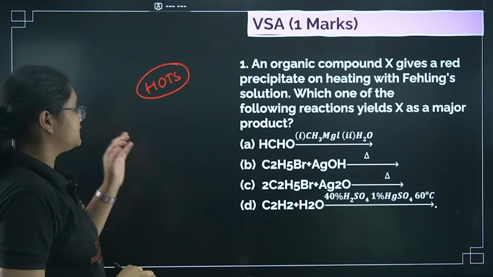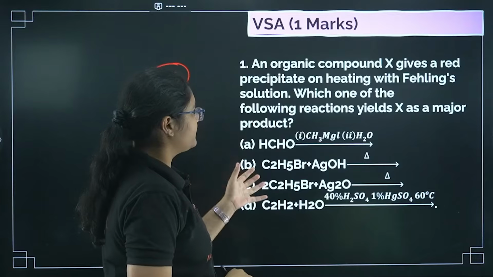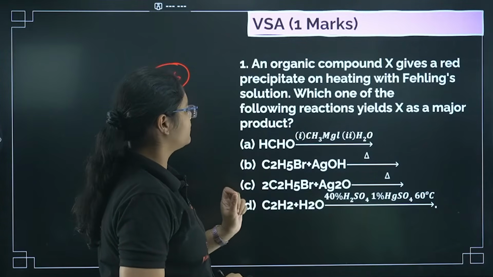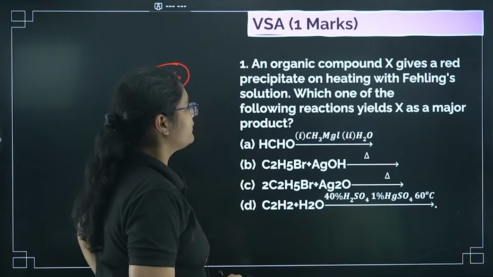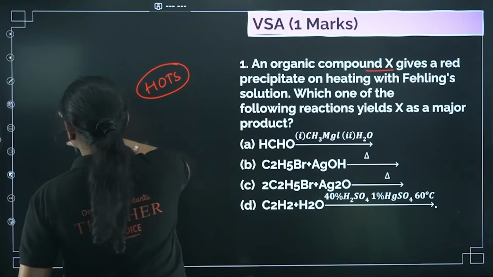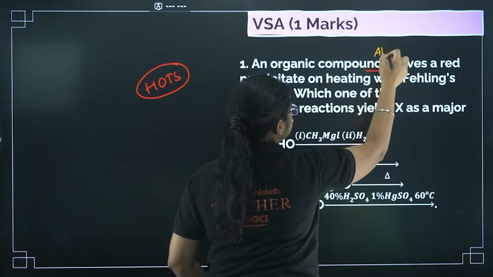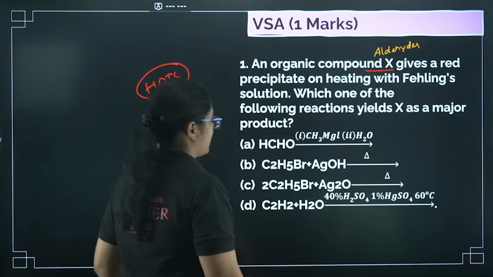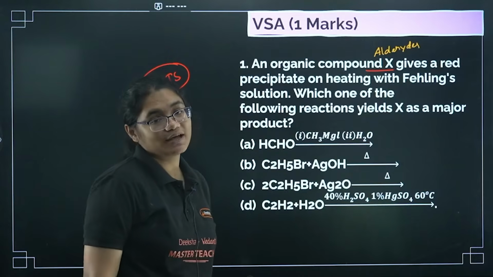So let us see the first question. An organic compound X gives a red precipitate on heating with Fehling solution. Which one of the following reactions yields X as a major product? Now if it gives Fehling's test, then X must be what? Can it be a ketone? No. If it is giving Fehling's test, then it has to be an aldehyde group. So we have to find that reaction where we can produce aldehydes.